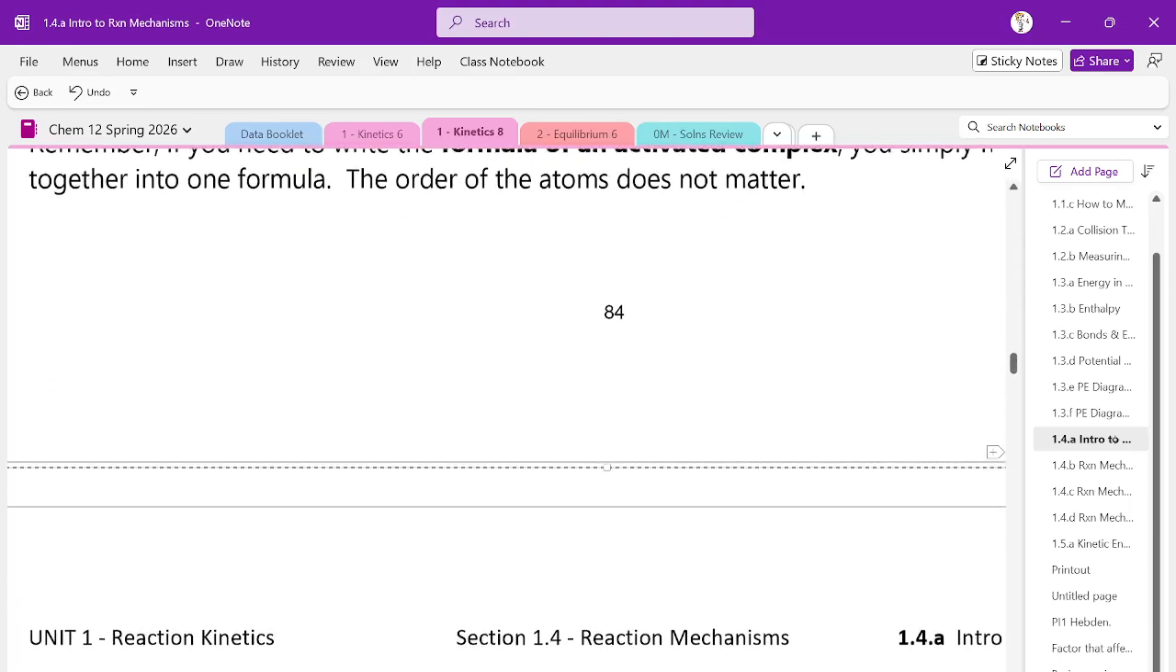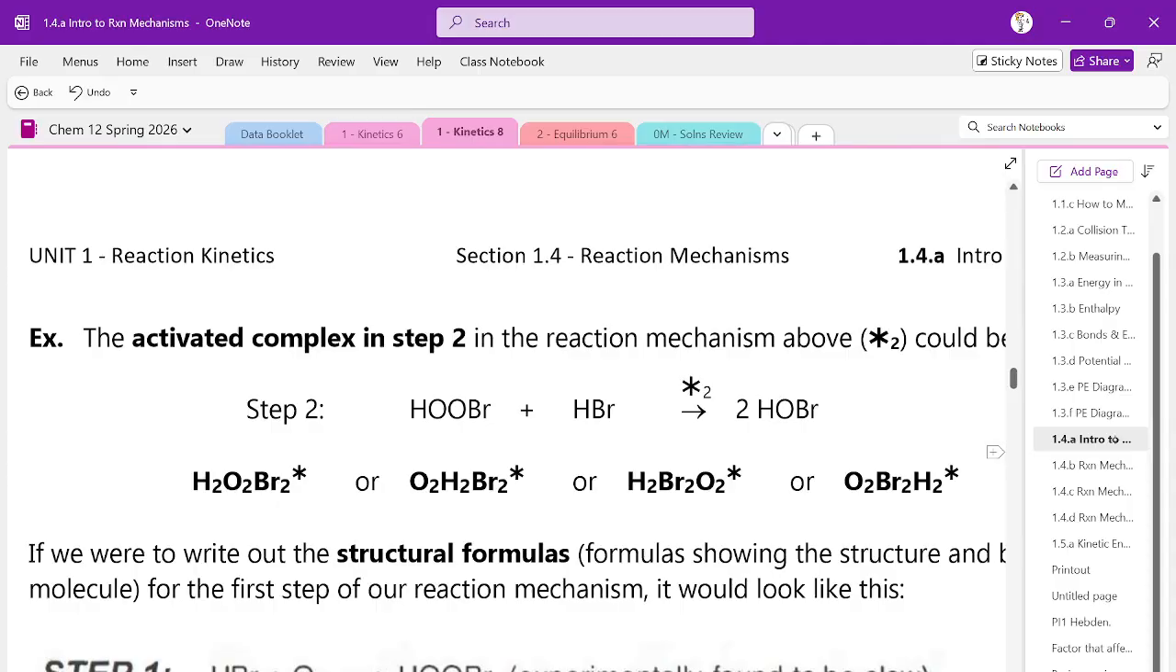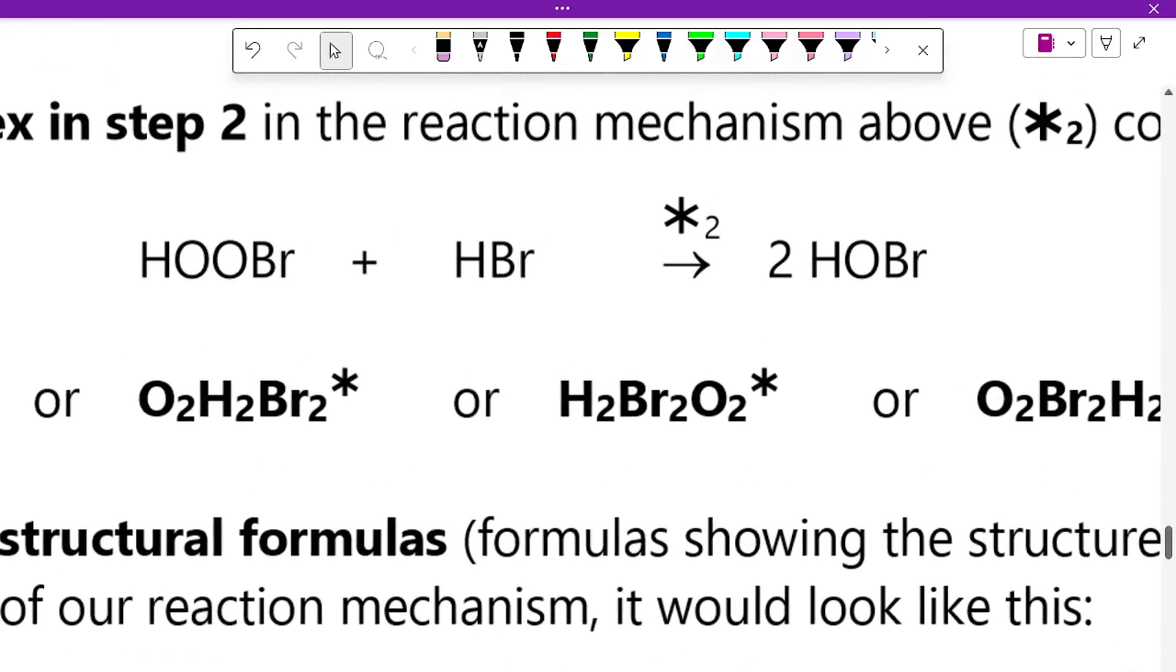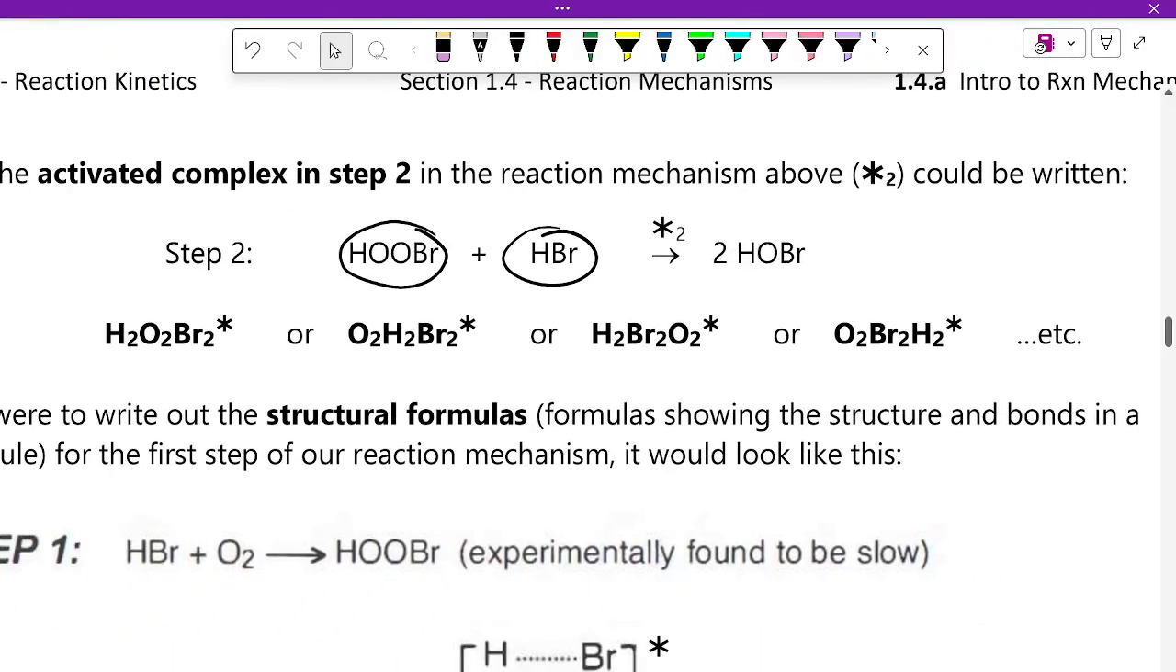Okay, we don't need to do page 84 because we've talked about that. I don't even think we need to know this stuff, because what did I tell you about the likelihood of you ever having to write a formula for an activated complex? Almost never. But let's say we had to for step 2. You would just take the HOBr and the HBr and smush them all together. So you would end up with 2 H's, 2 O's, and 2 Brs. Does it matter which order you put them in? No, it doesn't, because you have no idea.